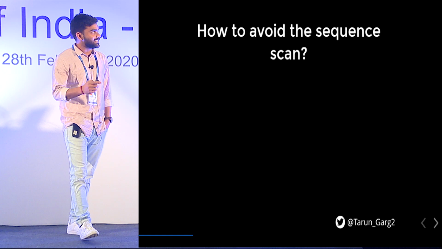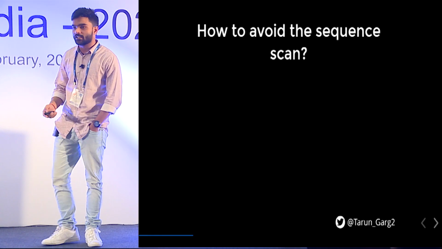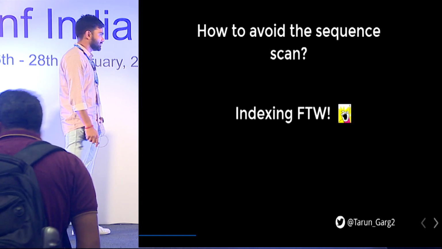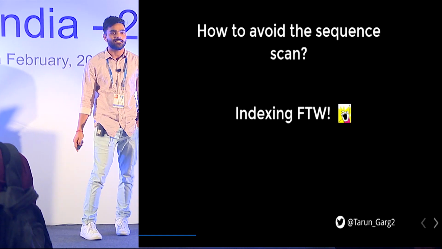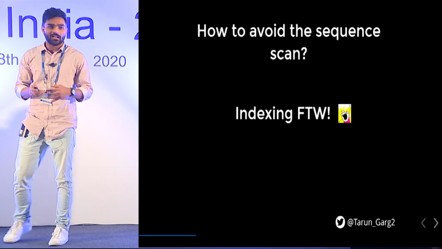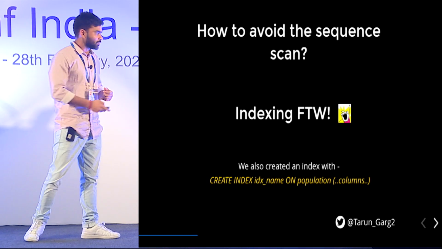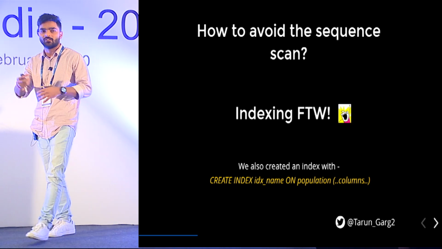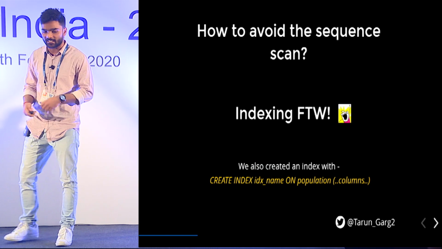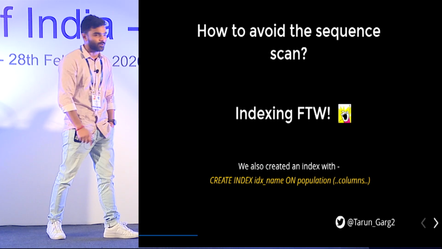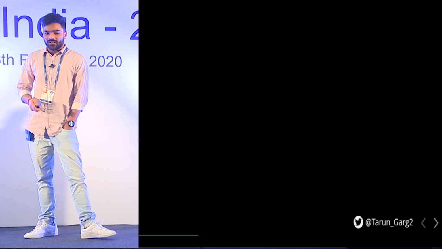So how to avoid a sequence scan? That is the question that we also had. Indexing for the win. We said, okay, currently it's doing a sequence scan, maybe we'll implement indexing and the sequence scan will be gone. So we ran a command, CREATE INDEX, index name ON population, on certain columns on which it was being accessed. Actually, we created it concurrently, but just for this talk, it is CREATE INDEX.